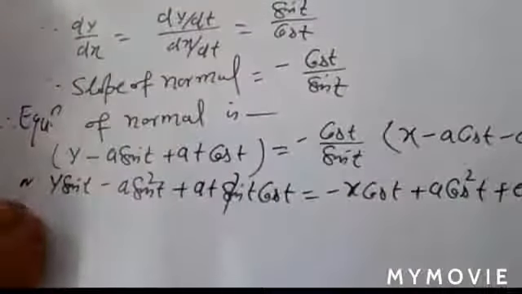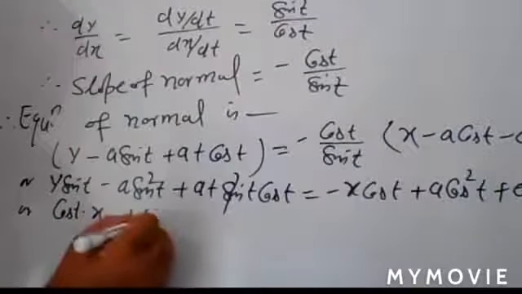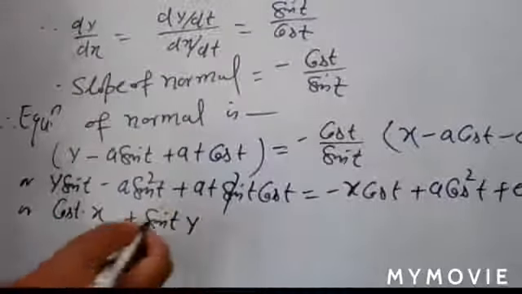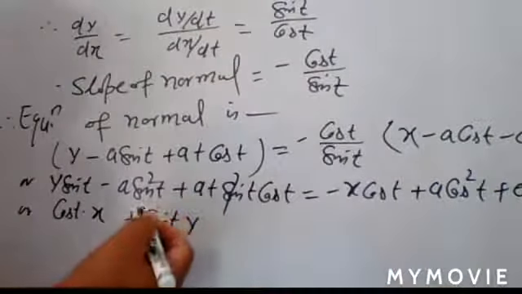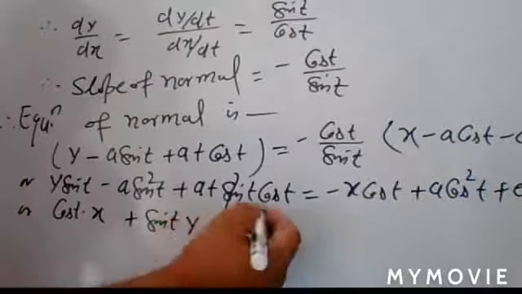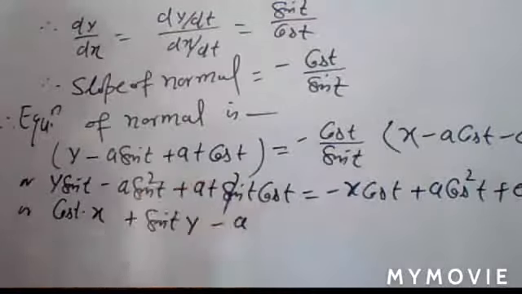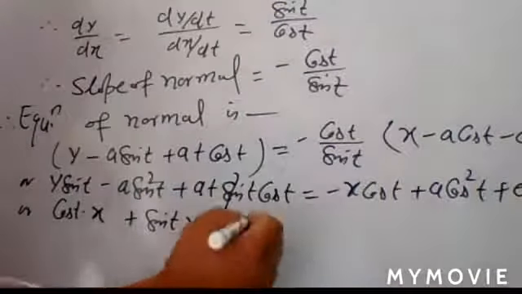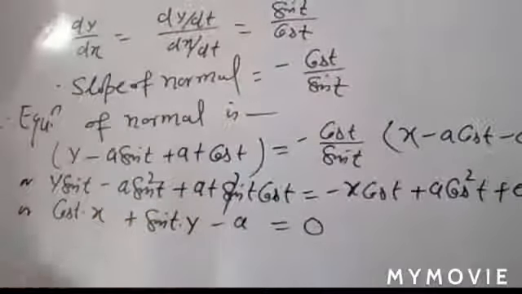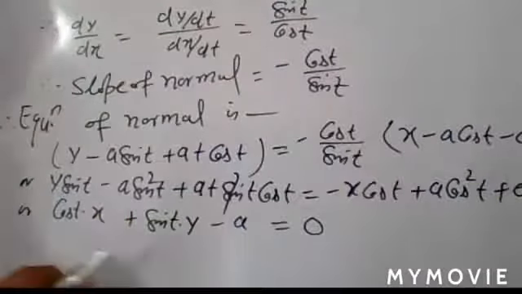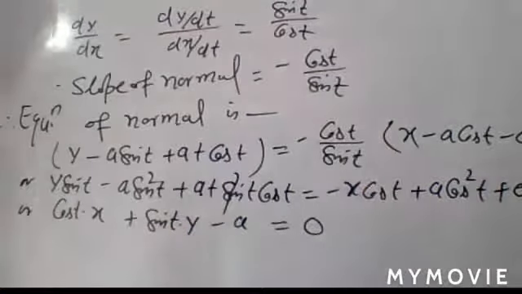So here you have your equation, cos t into x plus sin t into y. Now if you transfer this a cos square t to the left side and take a common, you have minus a times cos square t plus sin square t, which is 1. So that is equal to 0. Overall, that gives your equation of normal: x cos t plus y sin t minus a is equal to 0.